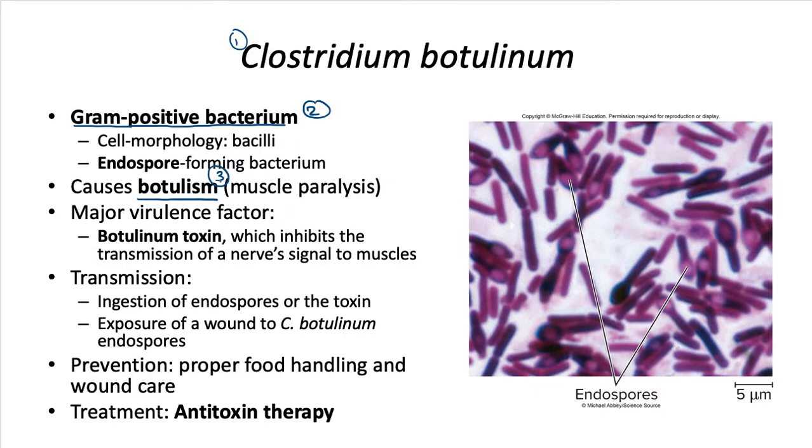Botulism is a muscle paralysis caused by a toxin that inhibits the transmission of a nerve signal, or neurotransmitter signal, to the muscles. So it inhibits those neuromuscular junctions. And so if there's no signal to the muscles, then there's no contraction. So no contraction is what paralysis means.